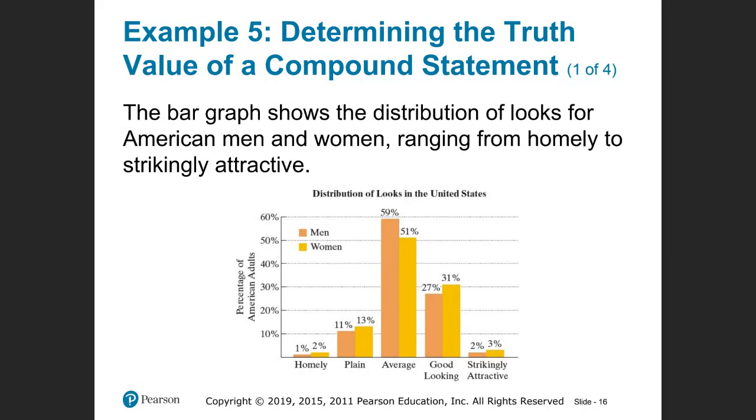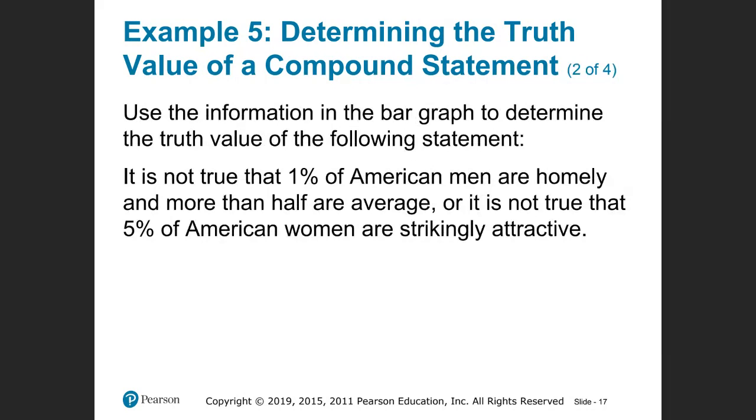For this one, we have a bar graph. And the bar graph shows the distribution of looks for American men and women, ranging from homely to strikingly attractive. And this is definitely not politically correct. But anyhow, this is our bar graph. We're going to use the information in the bar graph to determine the truth value of this statement. It is not true that 1% of American men are homely and more than half are average, or it is not true that 5% of American women are strikingly attractive.